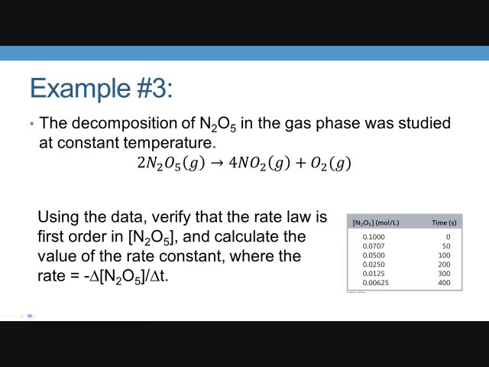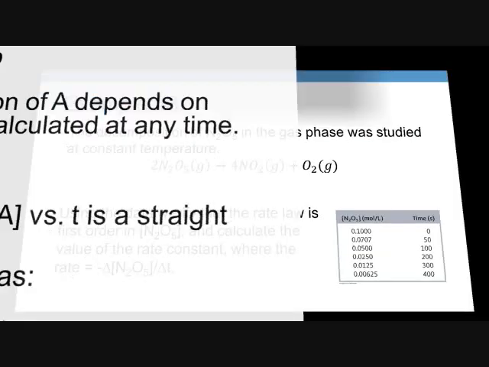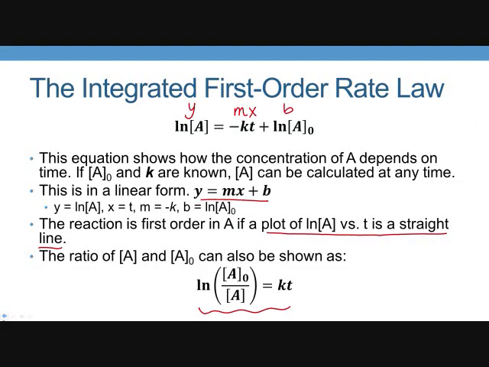Okay, now if we go back really fast, remember we said that the slope is negative k. K is the rate constant, okay? So if we can make this linear and we can figure out that it's a linear equation, then we can find the slope of the line, and slope is the opposite of k. So we would just change the sign on the slope value to find the k value.